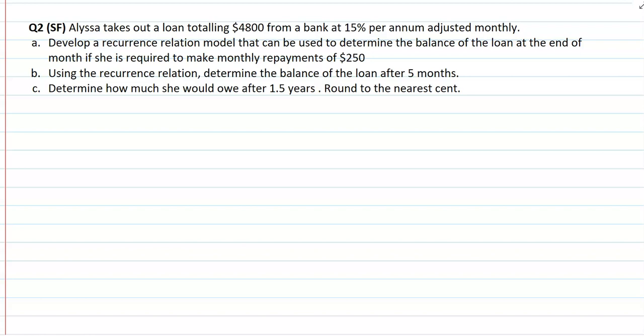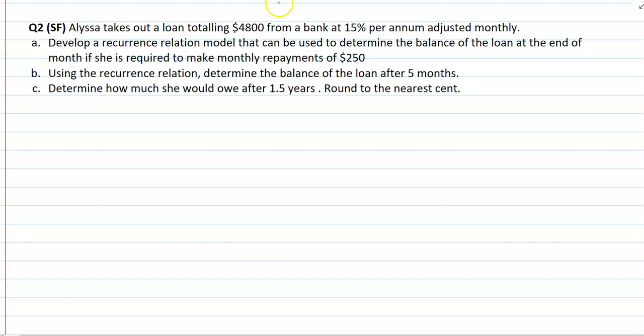Part B wants us to use the recursion relation to find the balance after 5 months. So we're looking at 5 recursions there. And then lastly, determine how much you would still owe after 1.5 years and round it to the nearest cent.